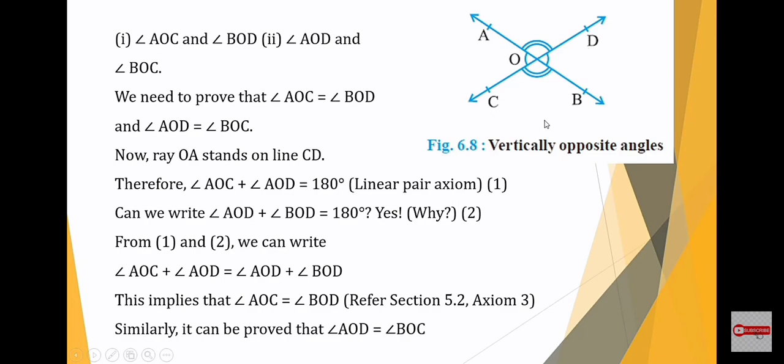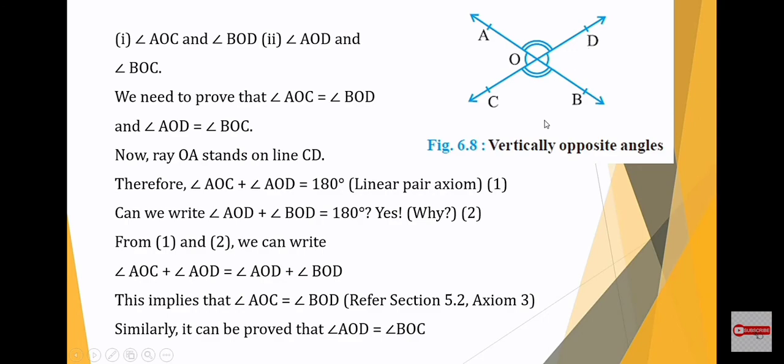So you've got vertically opposite angles, angle AOC and angle BOD. Similarly, angle AOD and angle BOC. Now we need to prove that angle AOC is equal to angle BOD and angle AOD is equal to angle BOC. That I have given by double lines and single line.